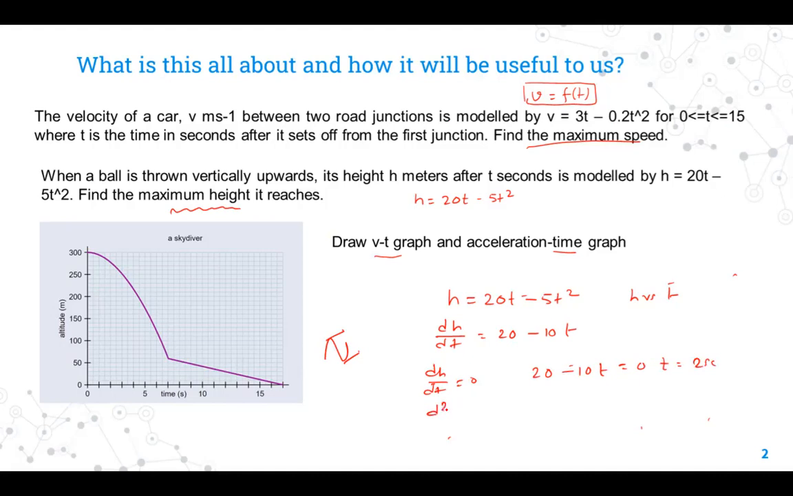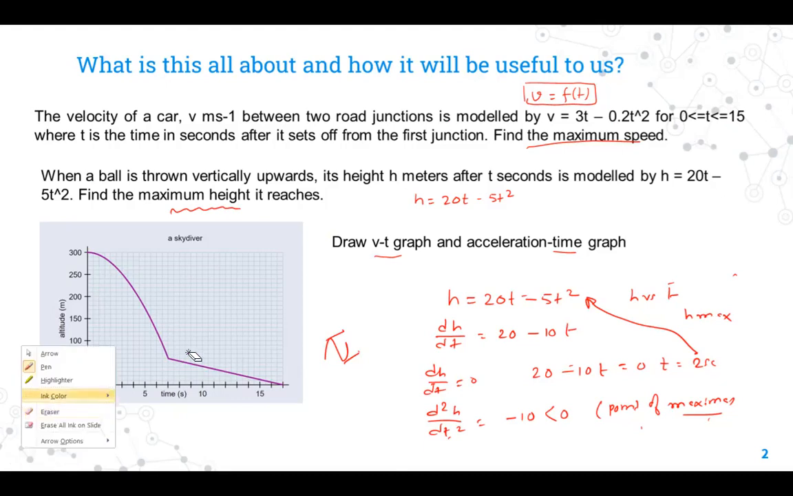Now again, differentiate a second time. d2h by dt square is minus 10, which is less than 0. So this is a point of maxima. Just put the value of 2 seconds into this expression and you will get h max. Any doubt? So these problems are very simple. If you don't know the concept of maxima and minima, see how difficult it would be to solve a similar problem. That's why understanding maxima and minima is very important.